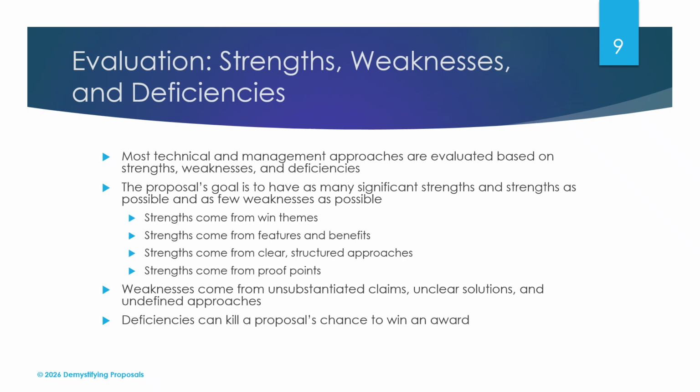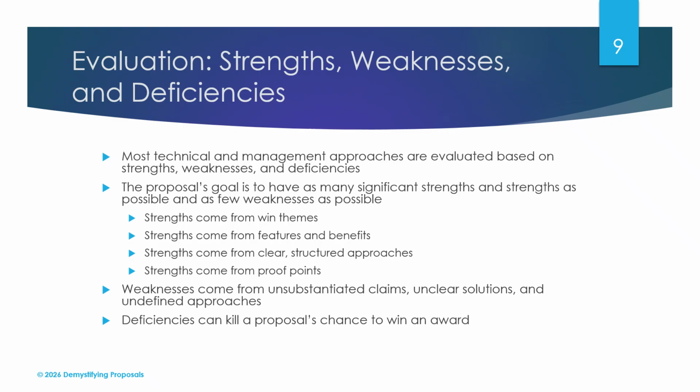Or they come from a really clear and structured approach, right? We're going to do X, we're going to do Y, we're going to do Z. It's very easy for the government to follow how you're going to do the work, and it's very clear and structured. And strengths can also come from your proof points. Where have you done this work before, and what was the outcome? If the outcome was super good, you got excellent CPARs, or you were able to save X amount of money, or do the work that much faster, all of those things are proof points, and those can be seen as strengths as the government is evaluating your proposal.